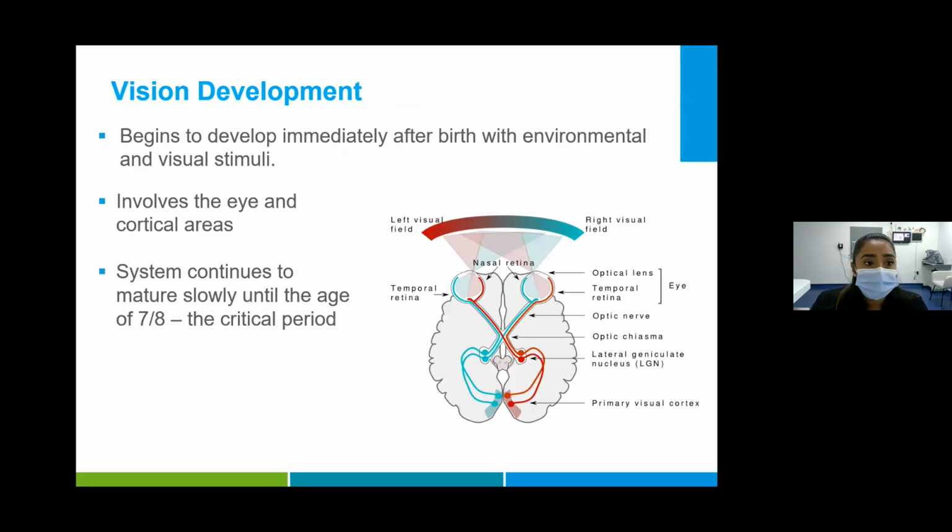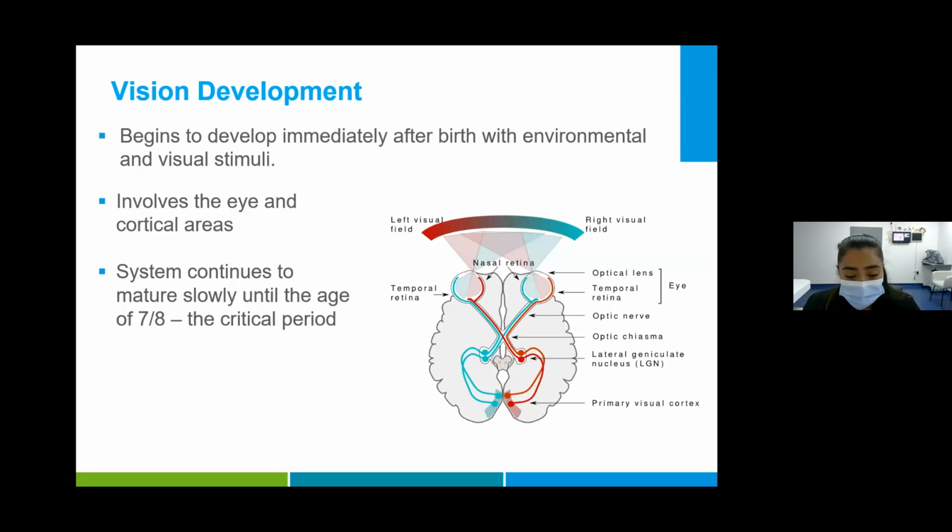So vision development. This begins to develop after birth and generally progresses all the way up until the age of 7 and 8. The stimulation from the environment and the visual stimulus helps to develop the visual system, and this is important for the general development of a child as well. As you can see in the picture, it involves the eye and the cortical areas. So as I said, the system continues to mature until the age of 7 and 8. This period is known as the critical period.